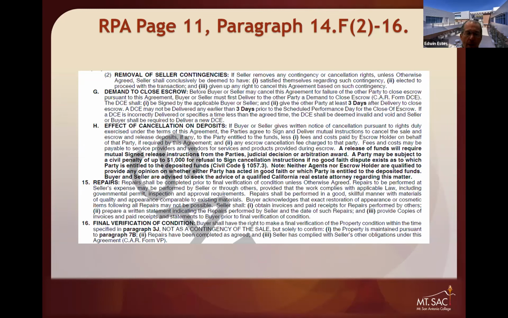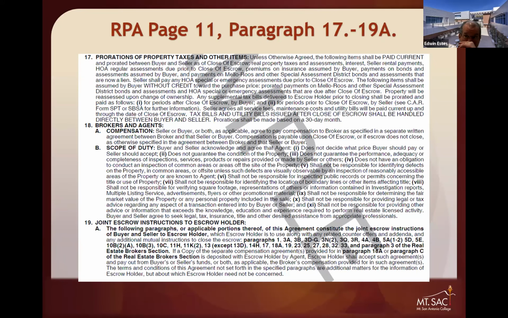All right. Paragraph 15, any repairs that the seller agrees to do, okay, will be done in a workmanlike manner, and paid invoices will be given to the buyer. So the buyer knows not only were they done, but they were also paid for. Paragraph 16, our final verification of condition. That's the final walkthrough 5 days before close of escrow, already talked about that. Paragraph 17, prorations: rents, property taxes, sometimes insurance and interest. Basically, the expenses and income on the property will be allocated based on close of escrow.